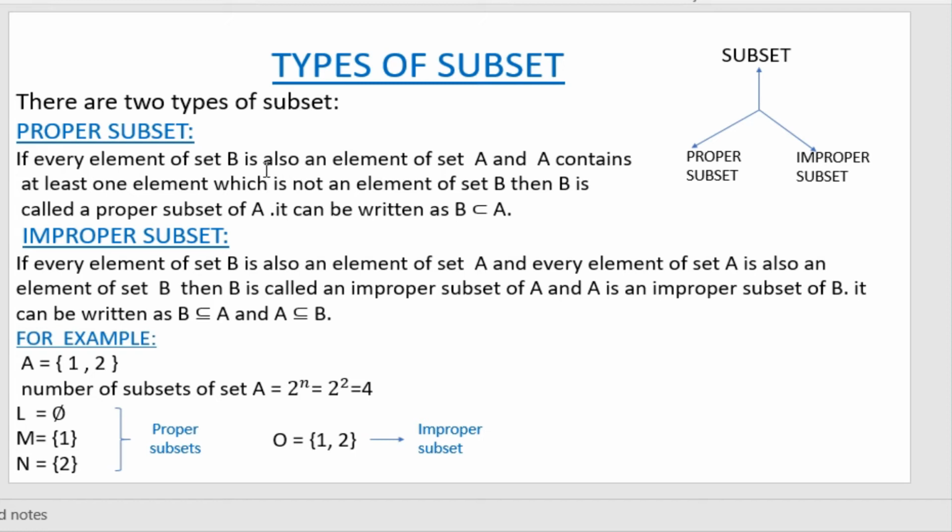Now we'll see the definition of improper subset. If every element of set B is also an element of set A, and every element of set A is also an element of set B, then B is called an improper subset of set A, and A is an improper subset of set B. It can be written as B is an improper subset of set A, and A is an improper subset of set B.